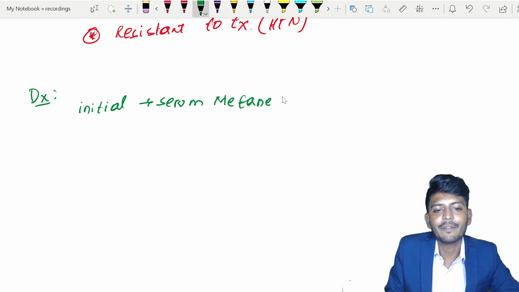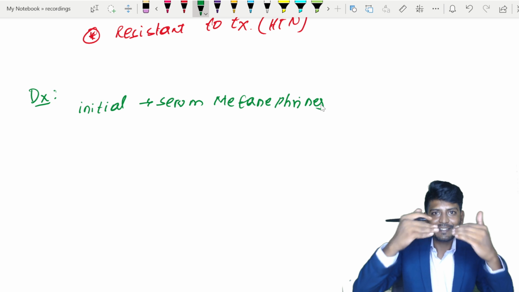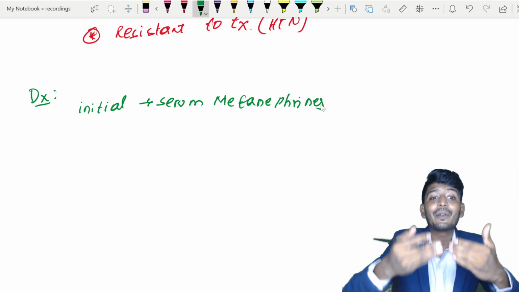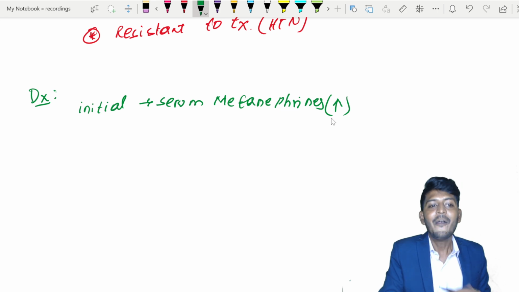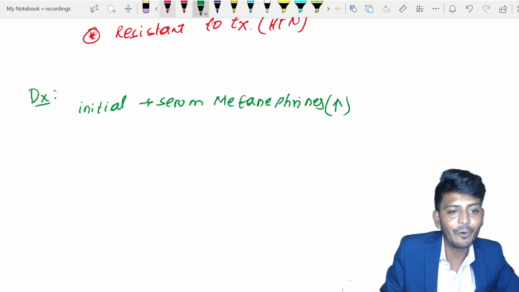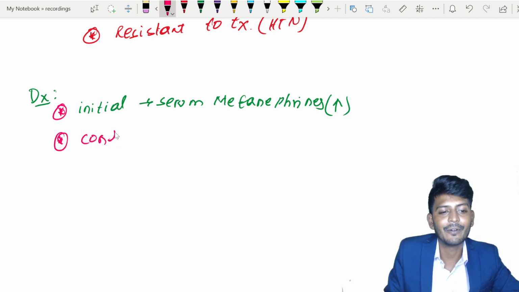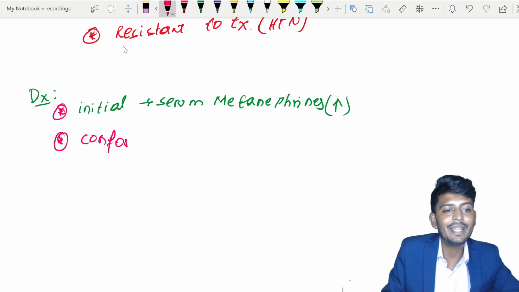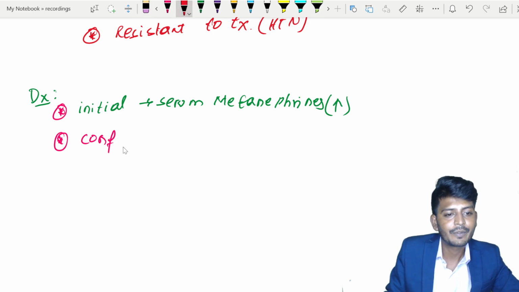So serum metanephrines, you will already know they will be elevated. There is an excessive breakdown of adrenaline, so an excessive amount of metanephrines, and an increase of serum metanephrine. When we find this, we go for the next investigation, which is called the confirmatory investigation. What is that? Confirmatory.